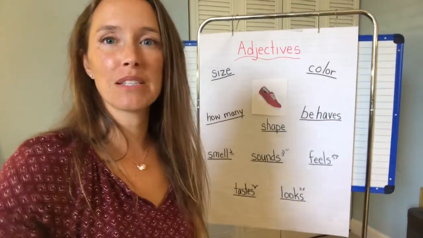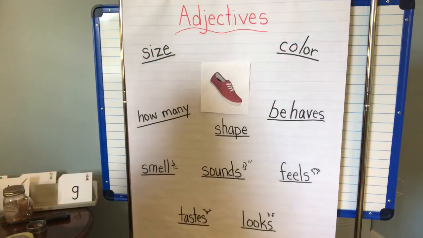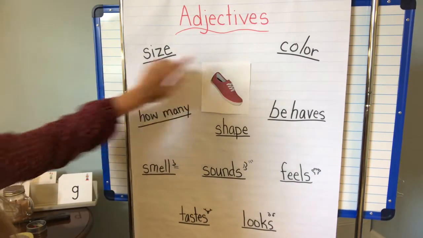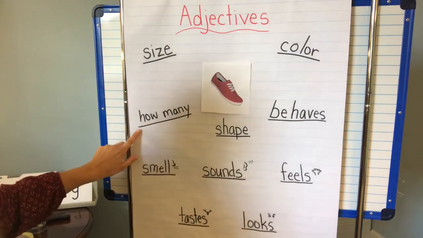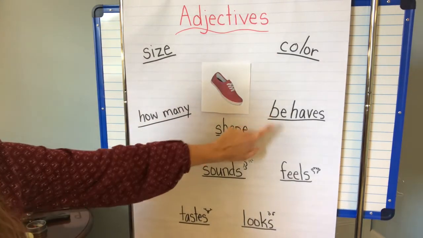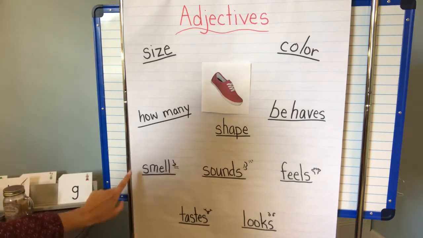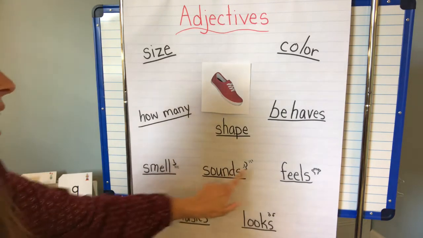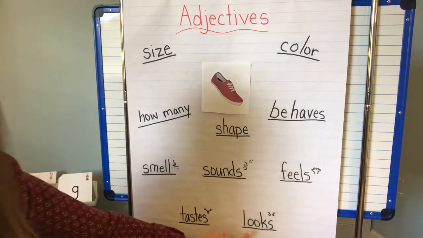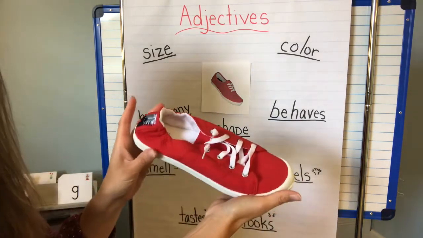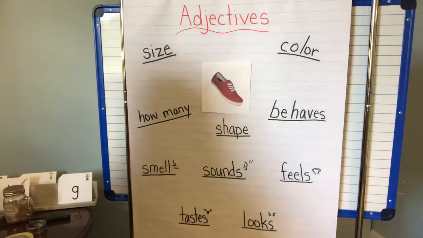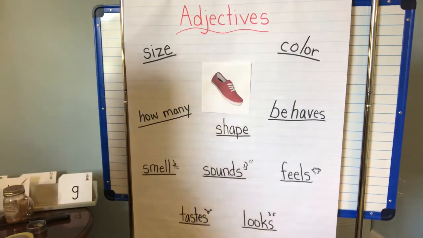So let me zoom in on my chart. Common ways that we describe nouns using adjectives is we talk about the size, the color, how many, how something behaves, its shape, and then we use our five senses, how something smells, sounds, feels, tastes, and looks. So today we're going to use this shoe as an example, and as you can see, here's my red shoe on our page. All right, so let's start with size.